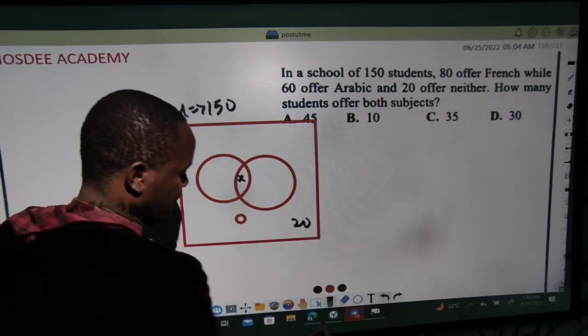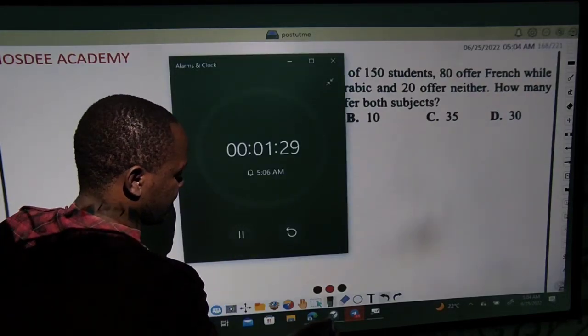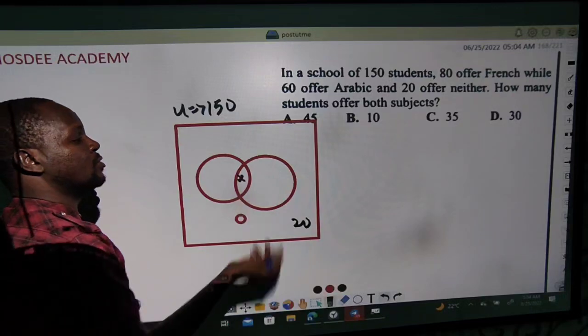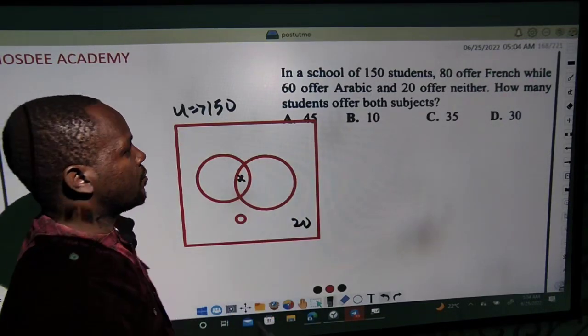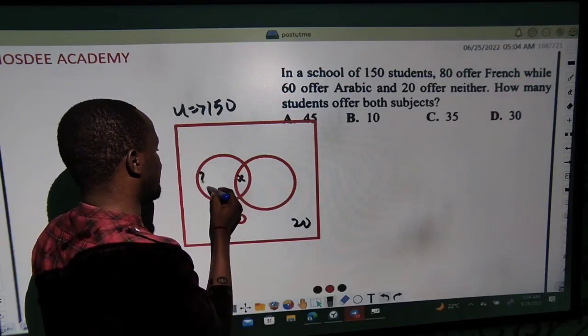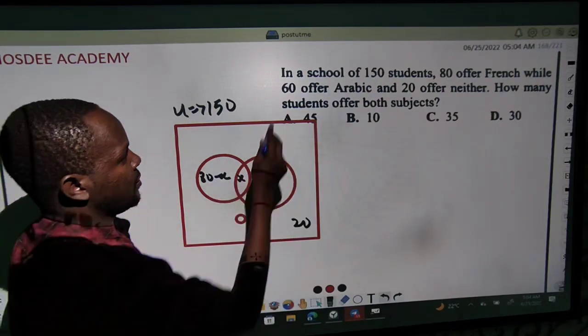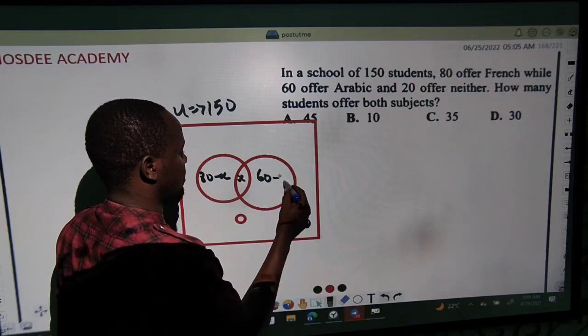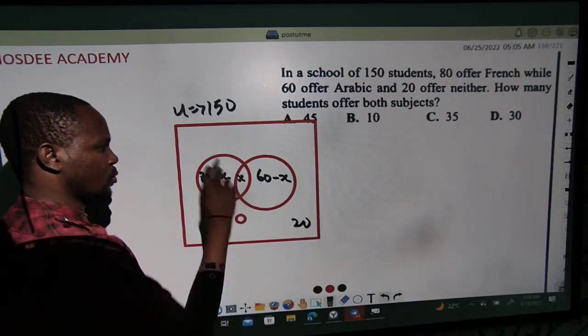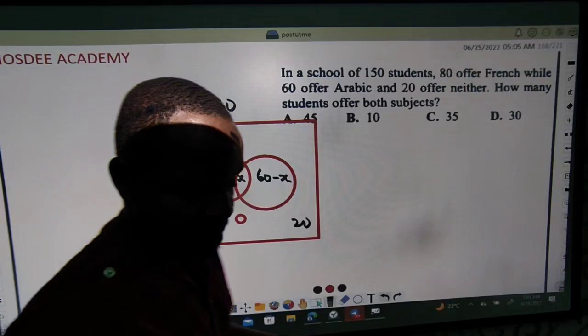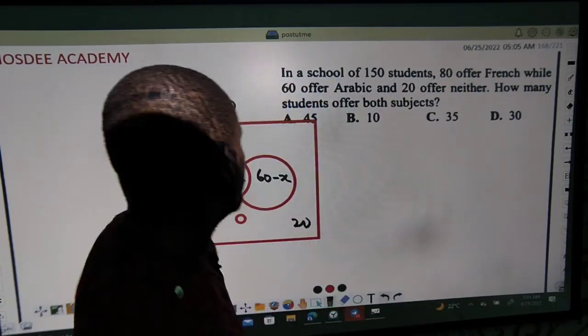This type of question is just a question you can do without drawing anything. So 80 of our friends, so ordinary French will be 80 minus x. I hope you remember that. And this 60 will be 60 minus x. So your teacher will now tell you to add everything together inside the Venn diagram and set it equal to the universal set.